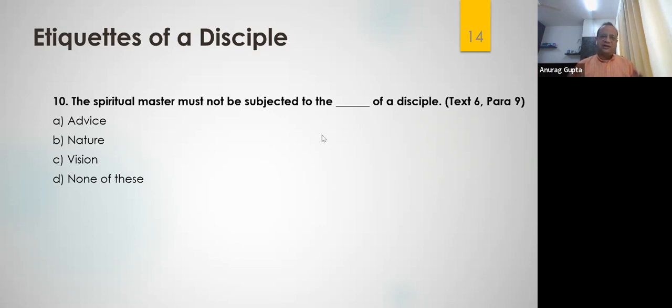So we need to understand what exactly advice means here. Advice means, in the matter of spiritual devotional service, we should not be advising our Uttama Bhaktas, advanced devotees. So I hope that makes it further clear on what grounds we advise our Uttama Bhaktas. So the correct answer is advice. We'll move forward. Another question on analogy.